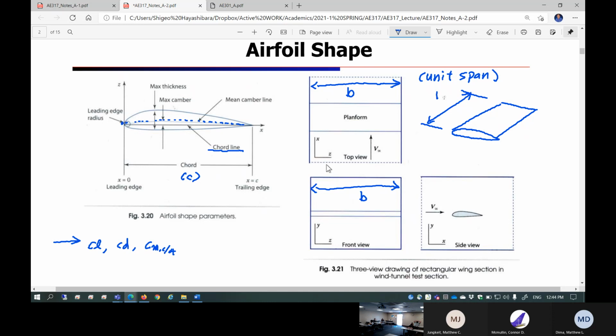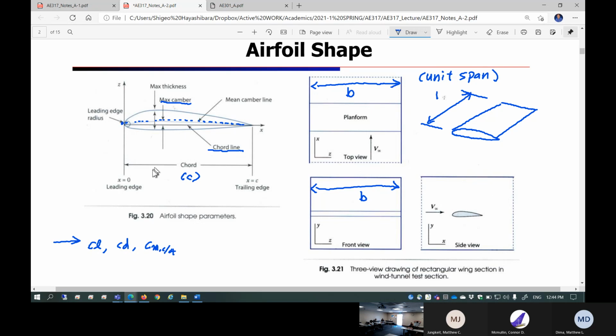If you have a camber, the mean camber line is not the same as the chord line. There's a difference that shows up. So the maximum difference is called maximum camber. And then the location needs to be specified. So this is the location of maximum camber, and this is the value. The difference between the mean camber line and the chord line is called camber. So this is the maximum value of that, and the maximum camber location.